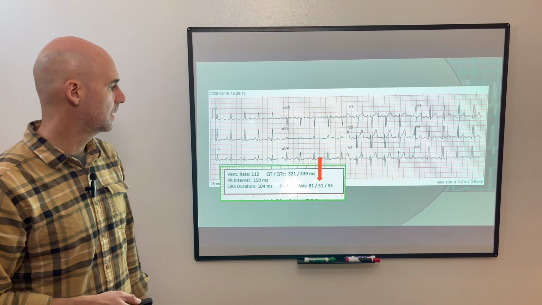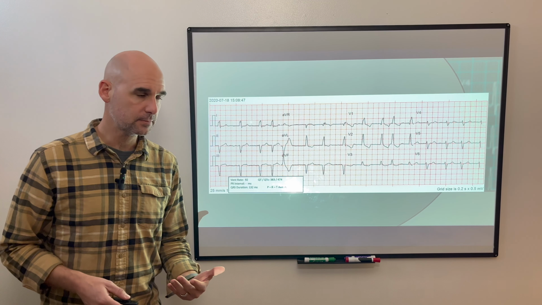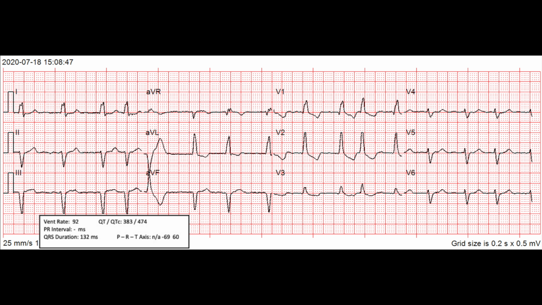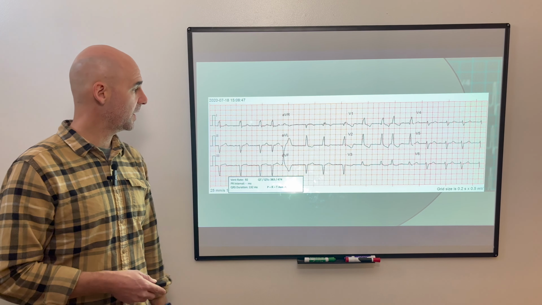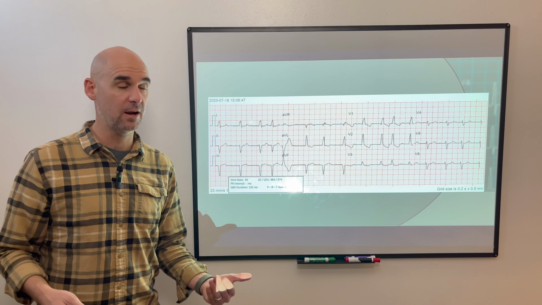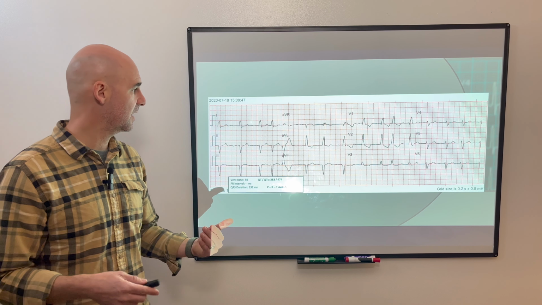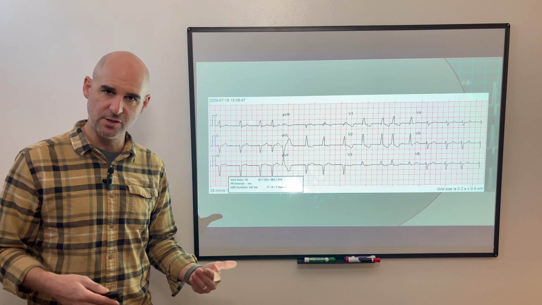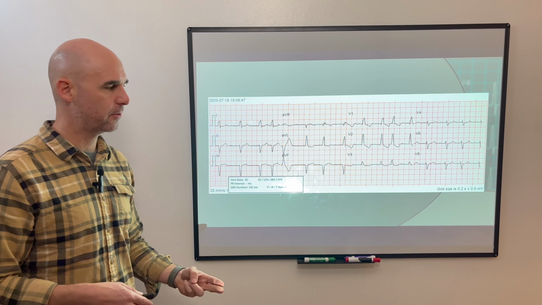All right, let's look at another one here. In this case, we're going to first again look at our rate. We pull up our rate, and our rate says 92. All right, so that's not too fast, not too slow. We look at our regularity, and we can clearly see that there is some irregularity here. Actually, it's completely irregular, which to us we start to think about potentially underlying atrial fibrillation.